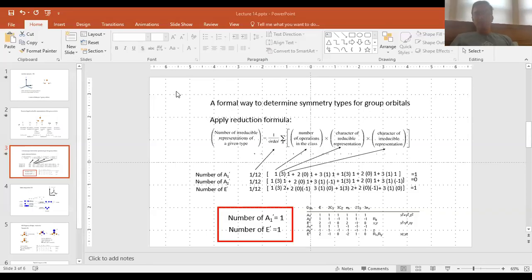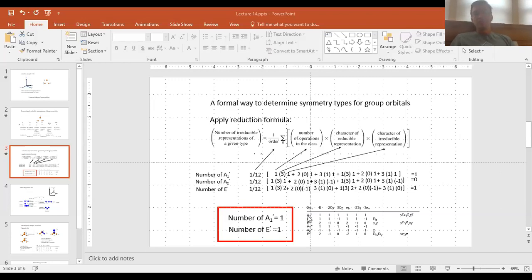Okay, so now we want to determine the irreducible representations the reducible representation is made of for the example of the BH3 molecule. Again, this is given by the reduction formula applied to the character table of the point group, which is D3h. In the point group D3h, we have overall 6 different irreducible representations, associated with 6 different symmetry types, and we have to determine their numbers for each symmetry type.